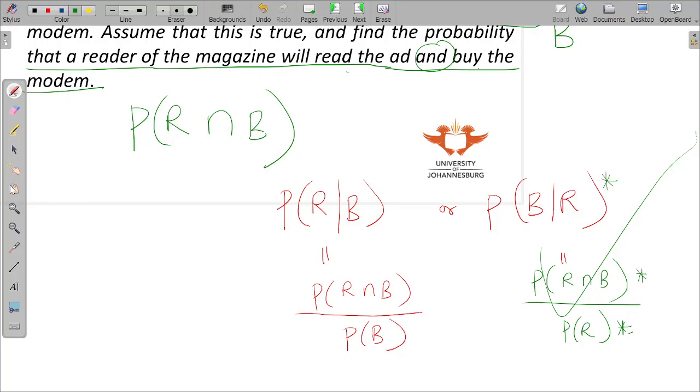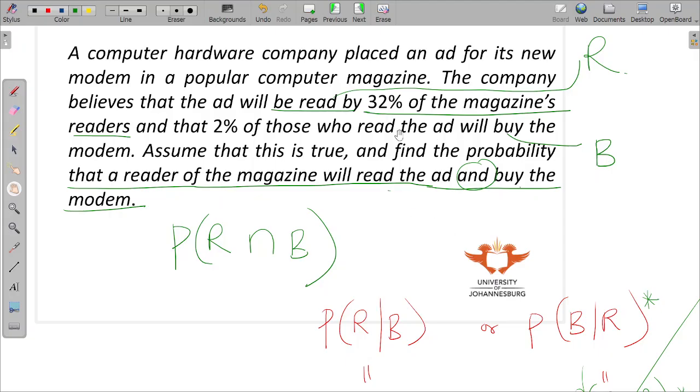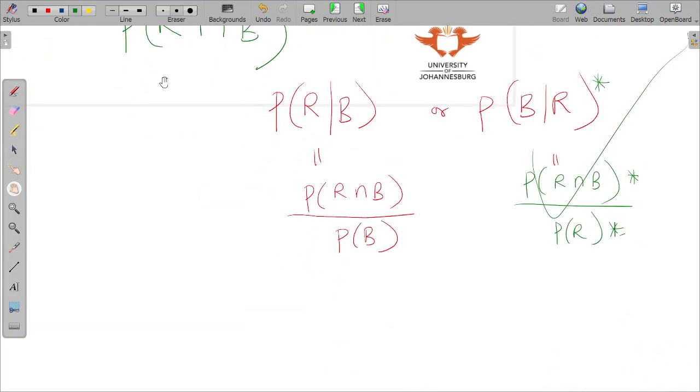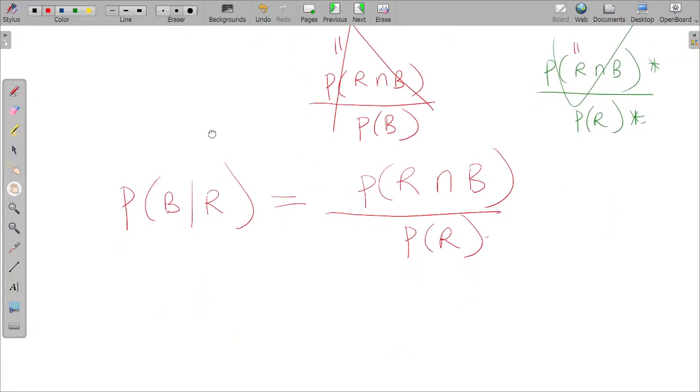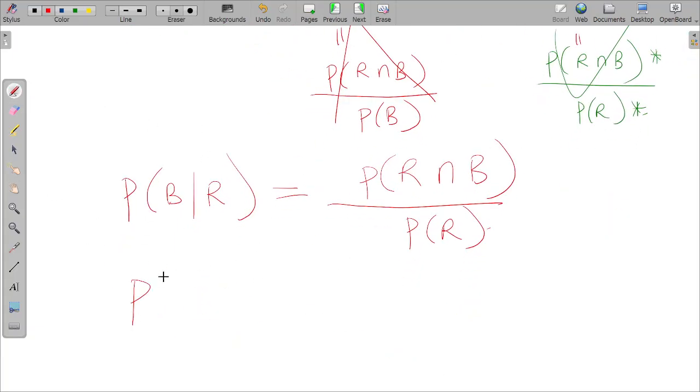This one is also given, which is the probability that those who read the ad will buy. That's the probability of buy given read. This is the probability of buy given read. So we are supposed to use this formula. We cancel this one. Probability of B given R is equal to probability of R intersection B over probability of R. But we are looking for the intersection. So that is probability of R intersection B.